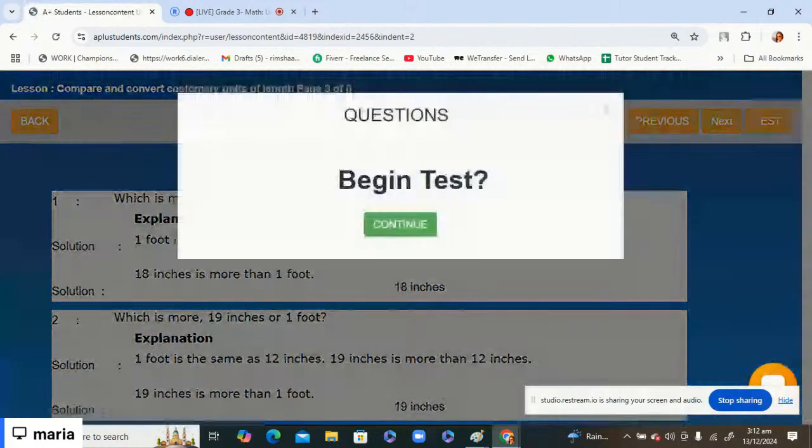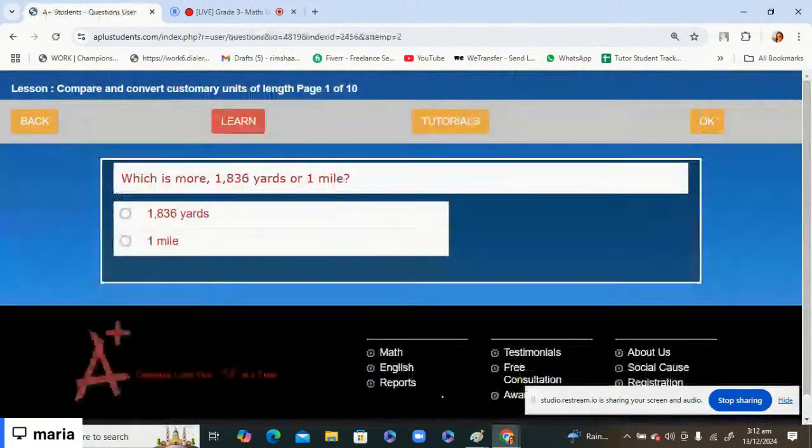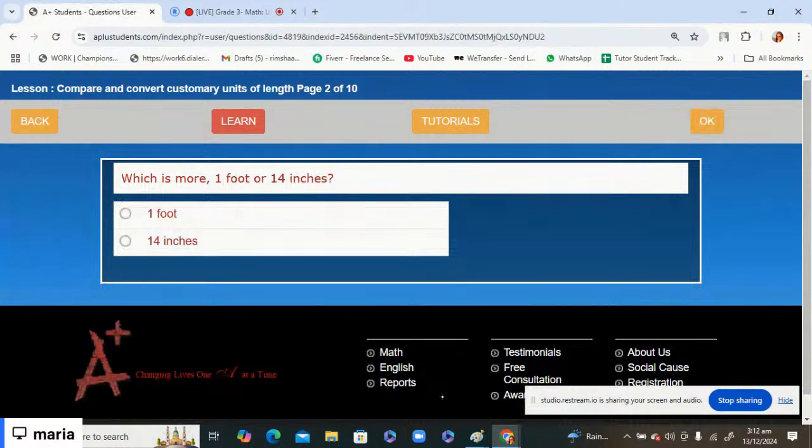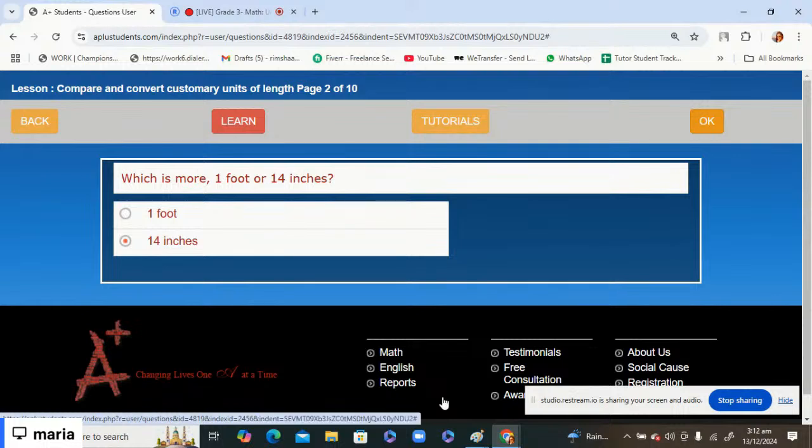Now let's do the test questions. One or two test questions. Which is more, 1836 yards or 1 mile? As we know, 1 mile is equal to 1760 yards. So the yard is greater as compared to 1 mile here. Okay. 1 foot or 14 inches? 1 foot is equal to 12 inches. So here is 2 more. So we can say that 14 inches are greater as compared to 1 foot.